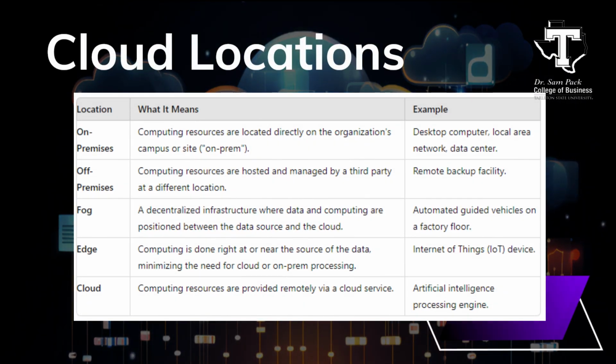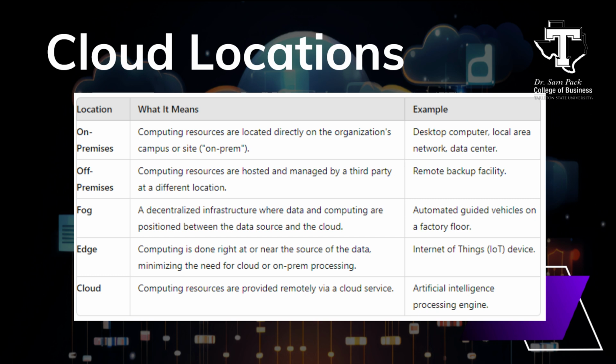Here, you can see the various locations for computing resources, explaining where and how data processing occurs, from on-premises setups to cloud and edge environments. On-premises, computing resources are physically located within your organization's own facilities, like a data center or local network. Off-premises, these resources are managed and hosted by a third party, such as a remote backup facility.